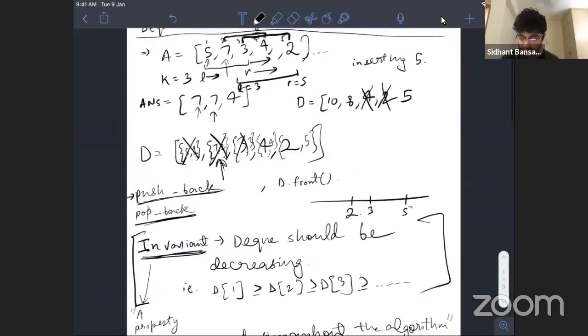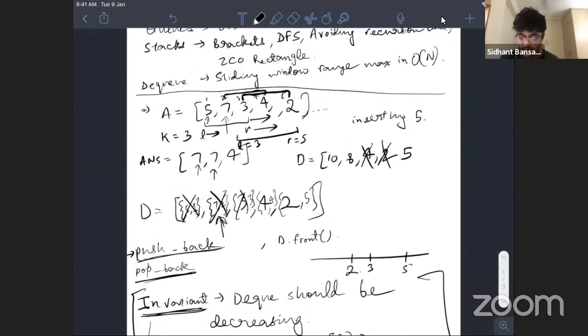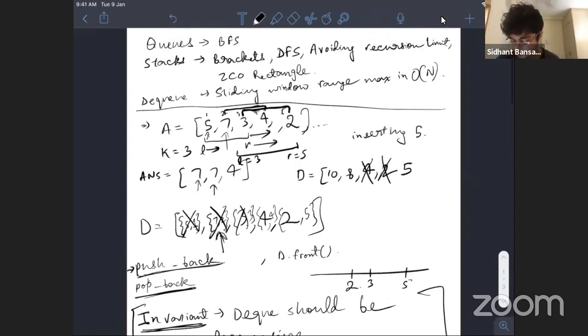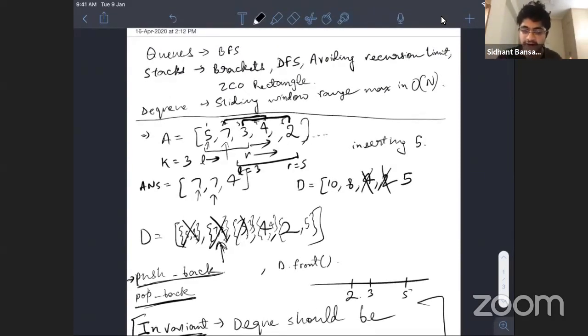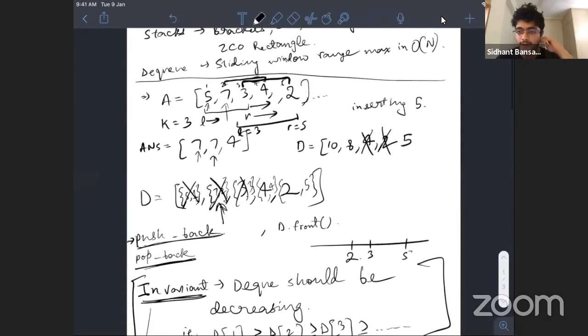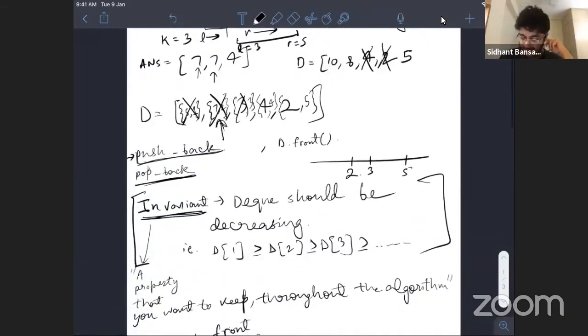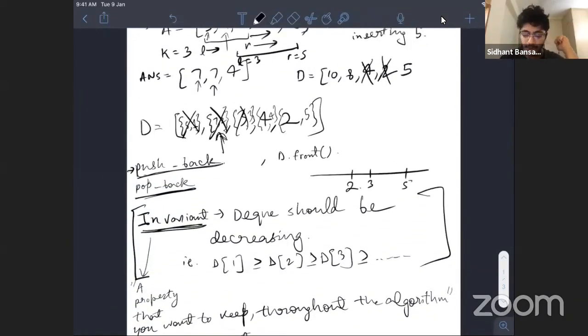How do we use DQ to get subarray max in O(N)? So you have a fixed size K, and for every subarray of size K, you have to find the max of those. That's the question. So this was the invariant that we were maintaining, and I'll show you the code now.